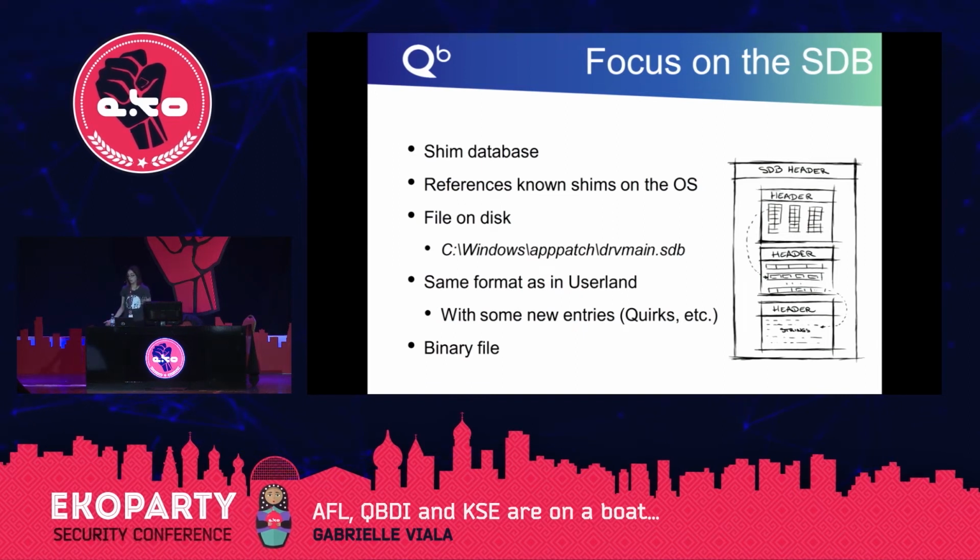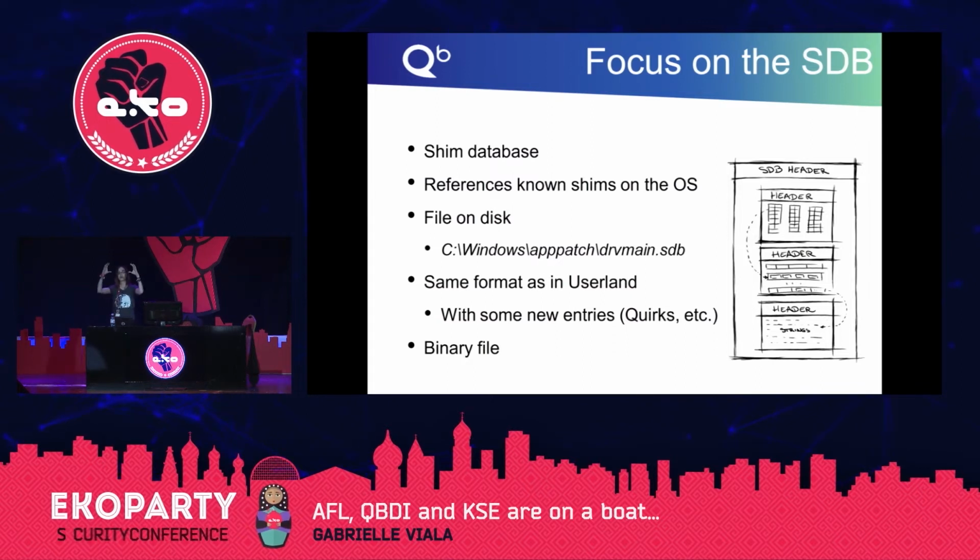As I said, that's a database that references all the shims available on the OS. It's actually a file on the disk that you can find in the Windows AppPatch folder. The SDB uses the same format as all the SDBs used in userland, so it's quite well known, except that you have new entries like quirks and so on. And the structure kind of looks like the drawing here.